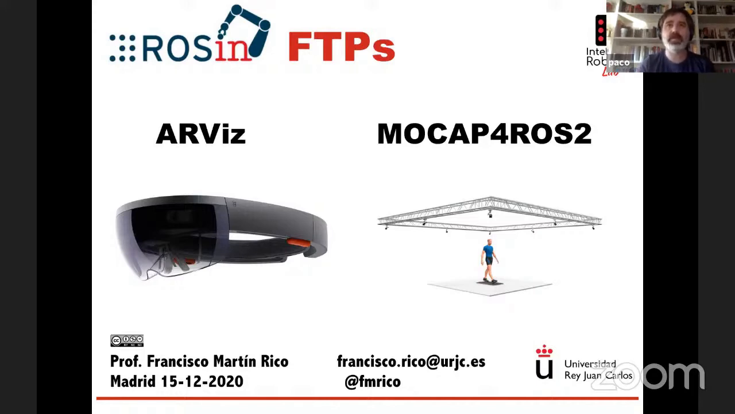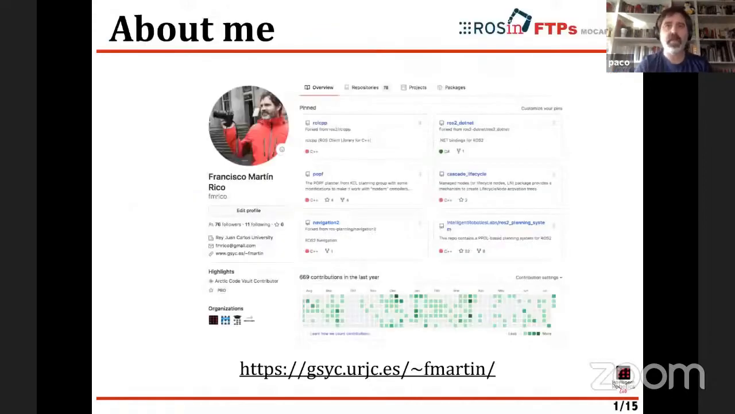The first of them refers to ARViz, which is the widely known visualization tool in ROS. In this project, we wanted to carry out an implementation based on augmented reality with similar capabilities. The second project is about a motion capture system in ROS-II. Both projects use the latest technologies available in ROS-II during its realization time.